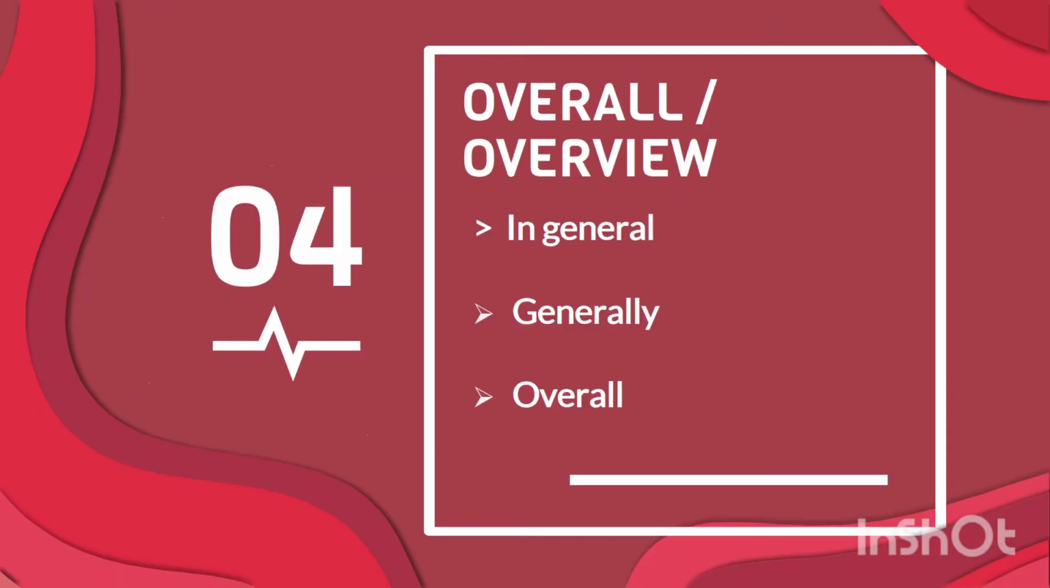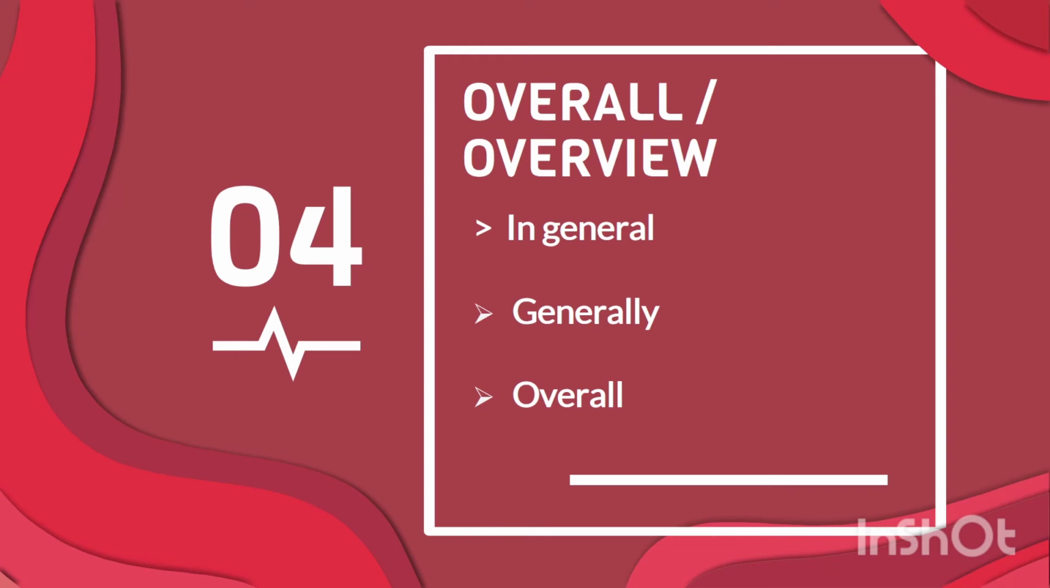Next. So overview or overall trend. When you write an overall trend in the introductory paragraph, you need to use this magic word: in general, generally, and overall trend. Okay, how to get this? How do you come to conclusions? How do you deduce this?